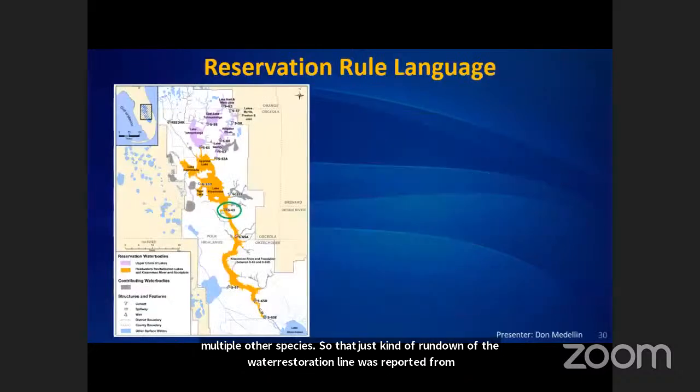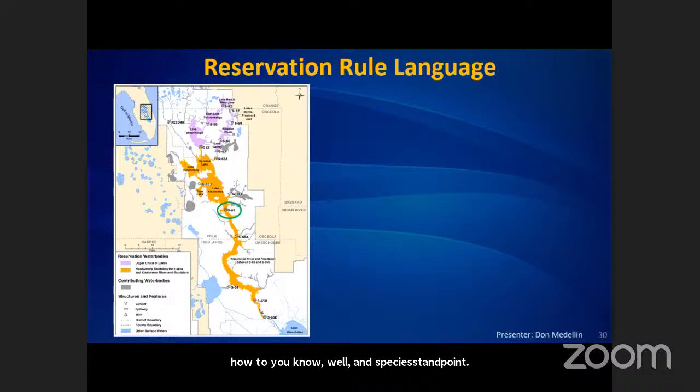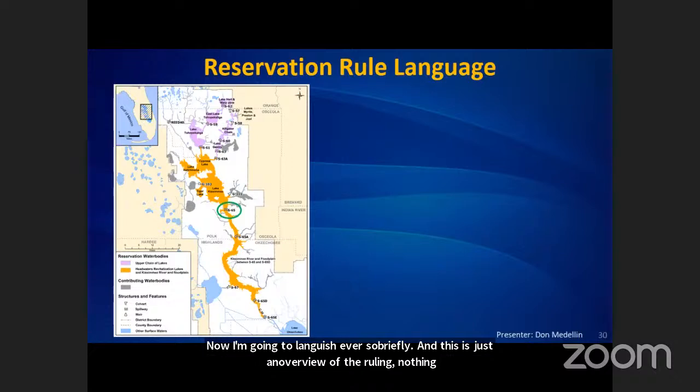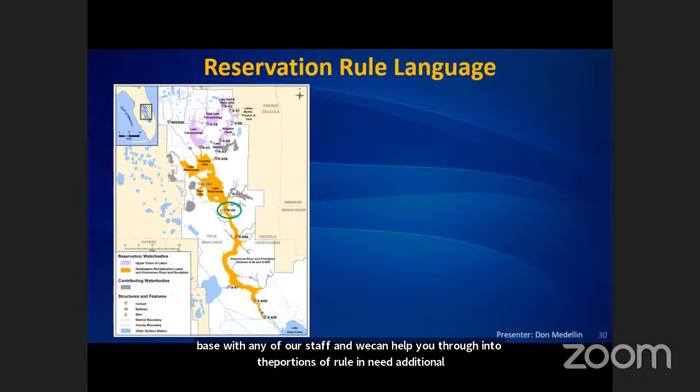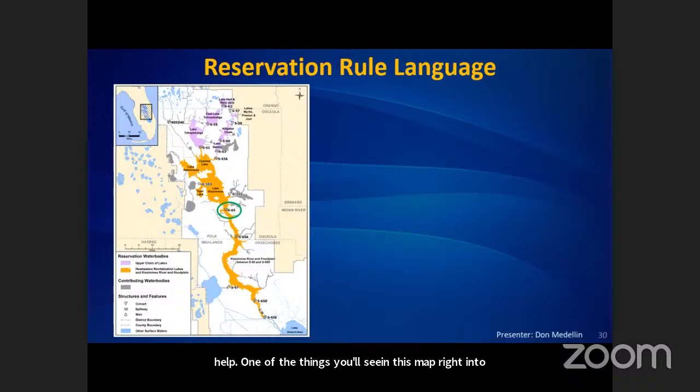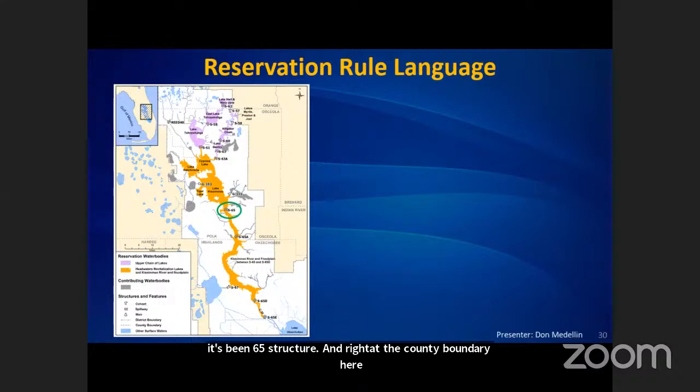wildlife species standpoint. Now I'm going to go into the rule language ever so briefly, and this is just an overview of the rule language. As I indicated, it is a very complicated rule, and so we have some contacts toward the end that you can touch base with, any of our staff, and we can help you through interpreting portions of the rule if you need additional help. One of the things you'll see in this map to the right is the S65 structure, and that's right at the county boundary, the Osceola County Okeechobee boundary. The reason the S65 is important is because that actually demarcates the beginning of the Kissimmee River itself.